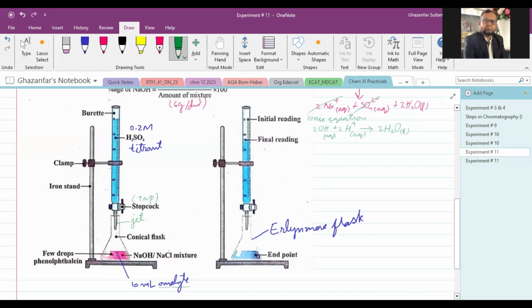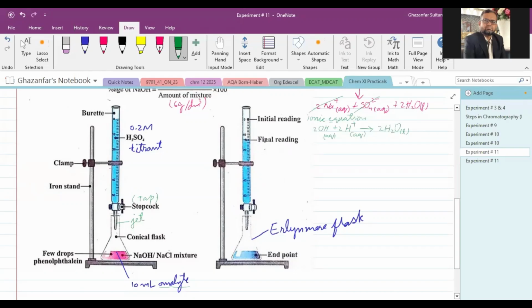And then we add phenolphthalein. When phenolphthalein is added to the sodium hydroxide containing mixture, it becomes dark pink. Then you add acid from the burette. With the passage of time, when you add sulfuric acid into the conical flask, the color fades, becomes light, because of the neutralization reaction as the number of OH ions decreases.